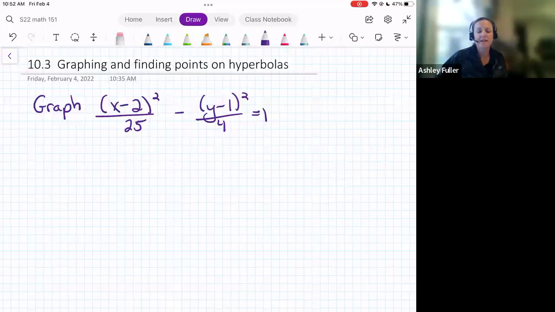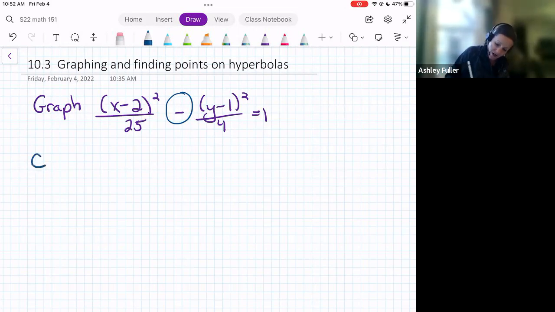Let's practice graphing and finding points on a hyperbola. If I want to look at the equation (x minus 2) squared over 25 minus (y minus 1) squared over 4, first we know it's a hyperbola because of the minus sign and both terms are squared. And we know it's going to be a horizontal hyperbola because the x term is positive and the y term is negative.